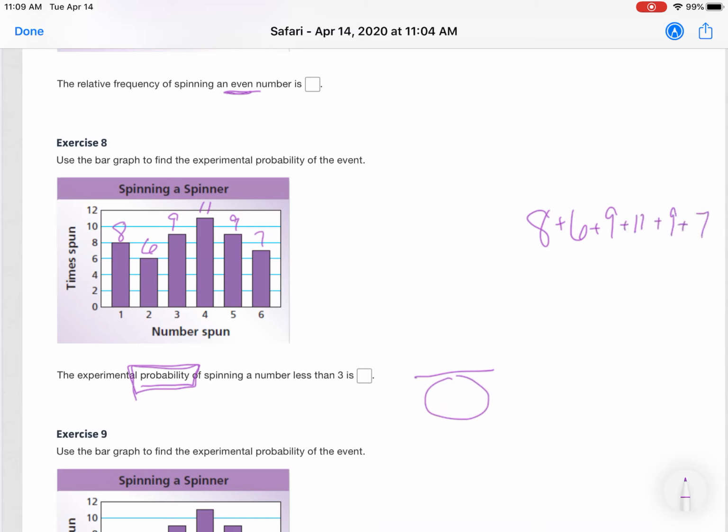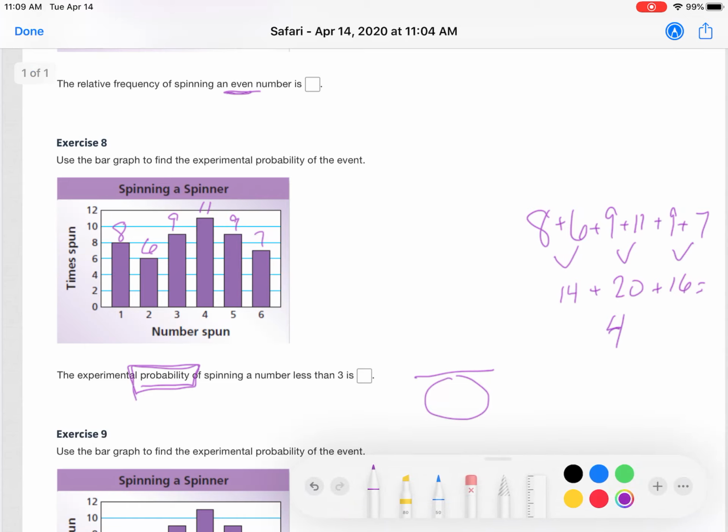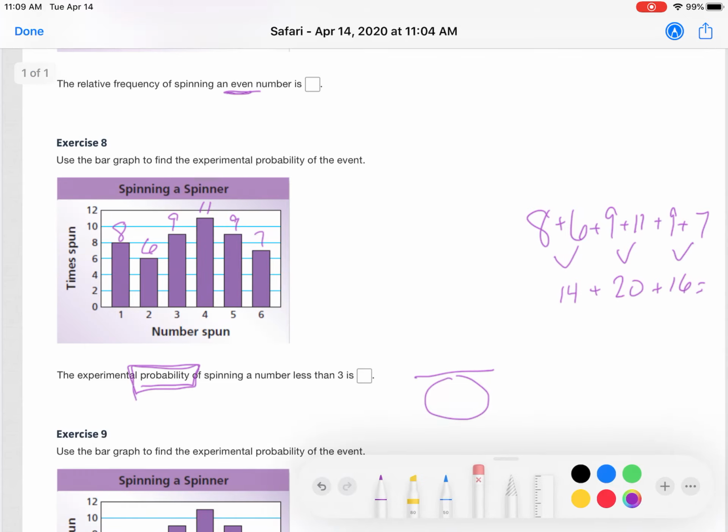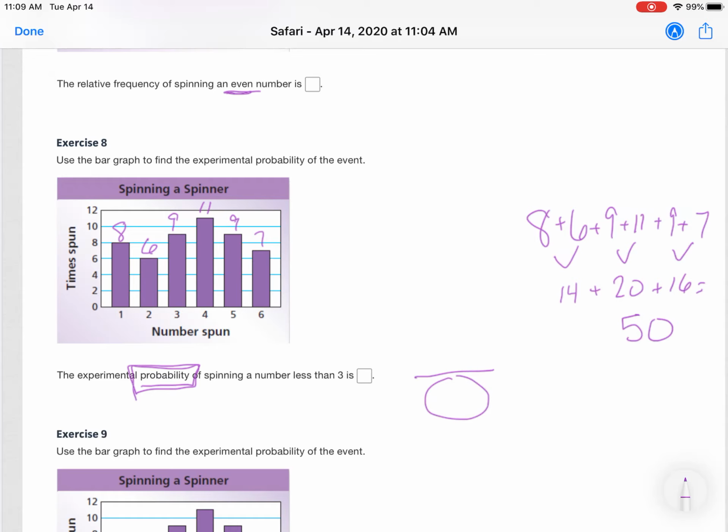All right, so let's see. 8 plus 6 gives us 14. This would be 20. This would be 16. Then we get, this is equal to 20, 30, 40, 50. All right, so our denominator is going to be 50 because they spun it 50 times.